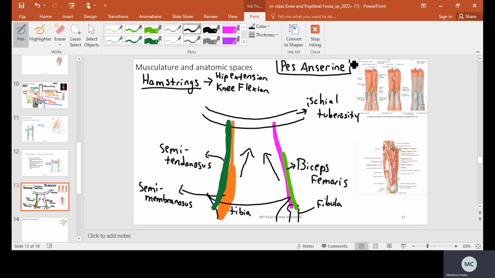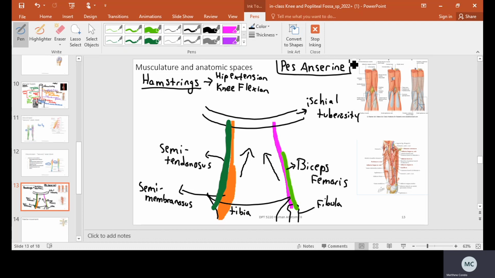Biceps femoris is named based on the fact it has two heads and it's in the femoral region. That's it. It is what it says. Same concept that we saw with biceps brachii last semester, right? Two different origins, same insertion. Long head comes off the ischial tuberosity. Short head comes off the lateral aspect of the linea aspera. They join forces, and they attach into the head of the fibula.